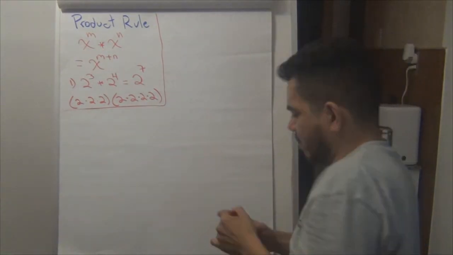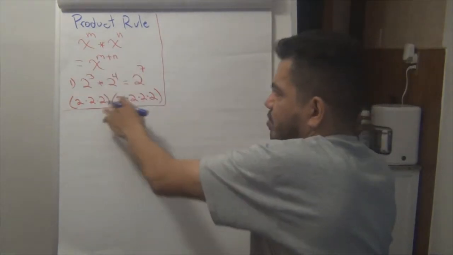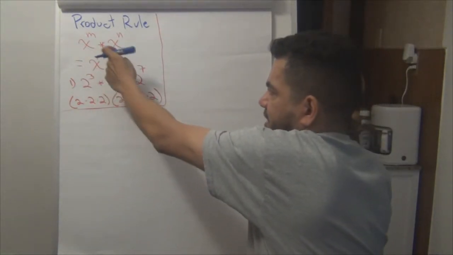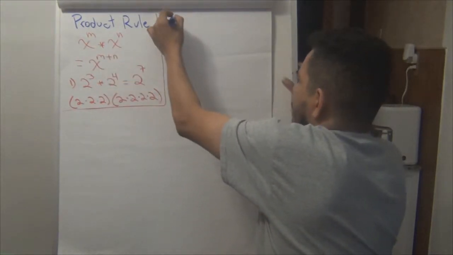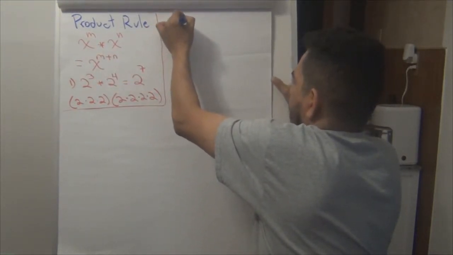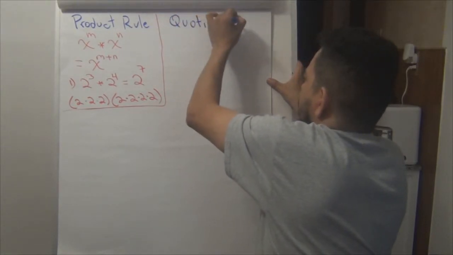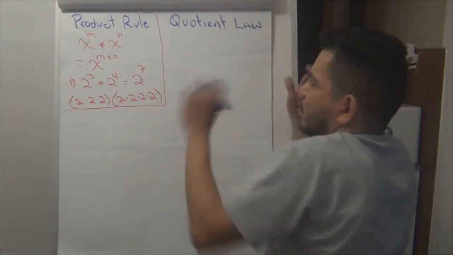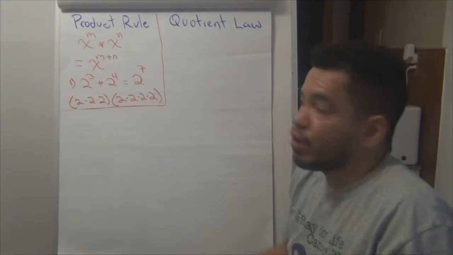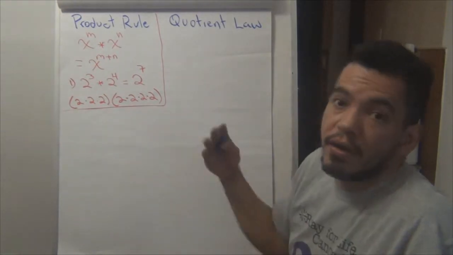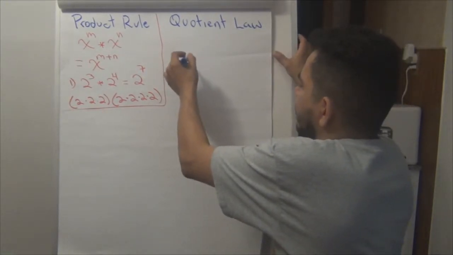Now let's have the quotient rule. Oh, by the way, in other words, when you multiply powers of the same base, you add the exponents and you keep the base. So now the quotient rule, or the quotient law, whichever you want to call it. A rule is something that you follow. The law is something that you follow. Rules were meant to be broken. The law, I don't know if it was meant to be broken.